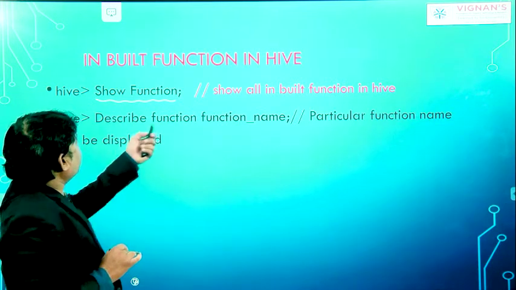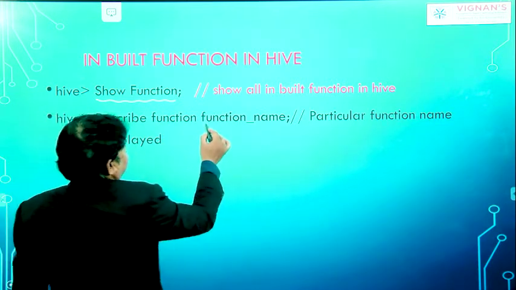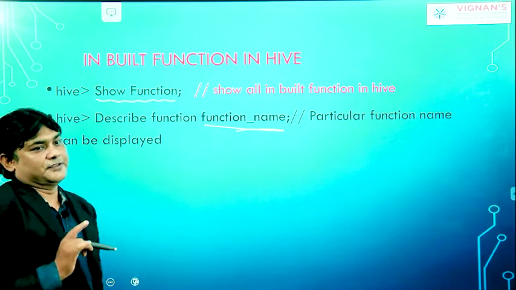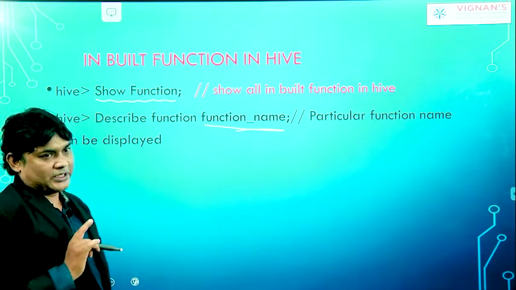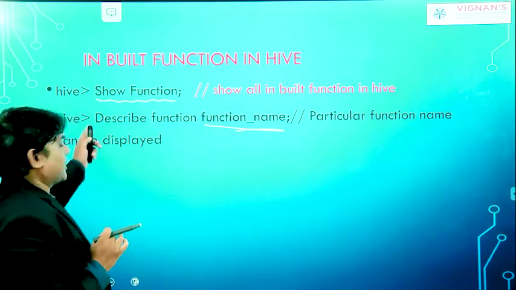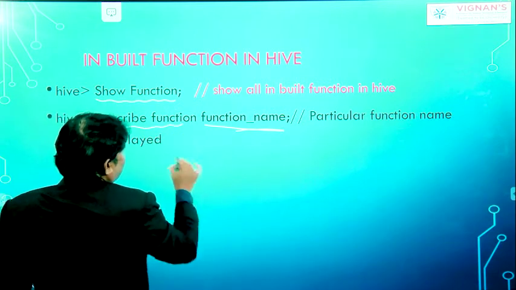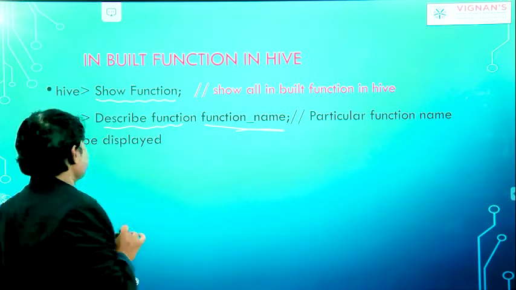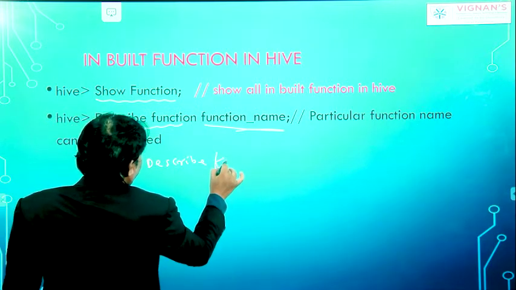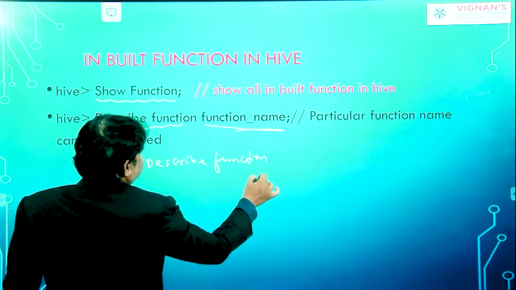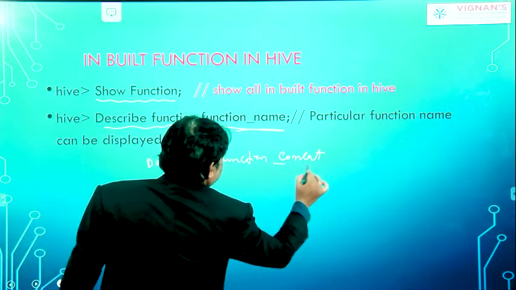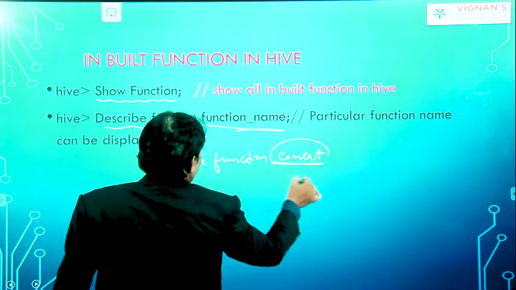Or if you want to describe a function name, it means I want to know the information about only a particular function name. In this case, I can use the command describe function, and you have to give the function name. Suppose I write describe function, and the function name is concat. So what happens? You will get all the information about this concat function itself.